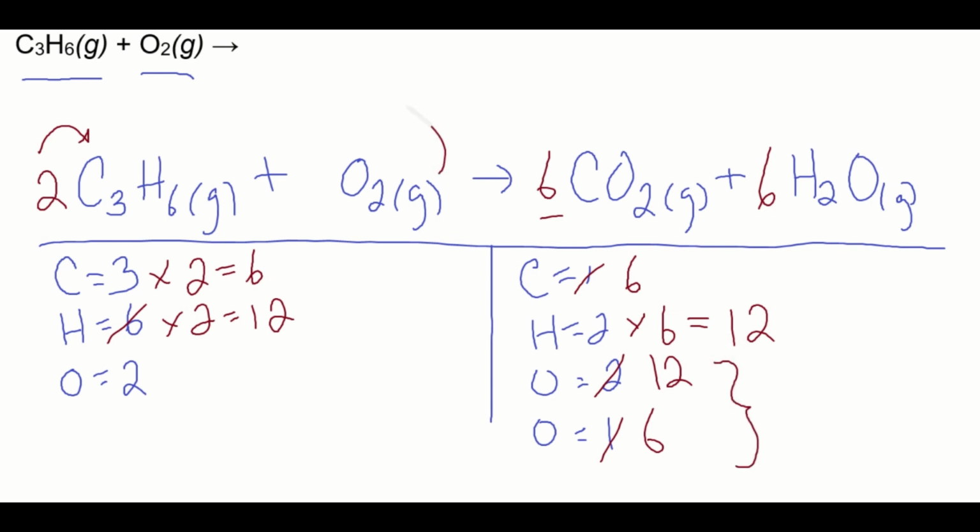I can do this oxygen last, and I have even numbers. So I have a total of 18 oxygens on the product side, and on the reactant side, 2 times 9 will give us 18. So that multiplier goes as the coefficient where I see oxygen. So there's your balanced equation for this combustion reaction.